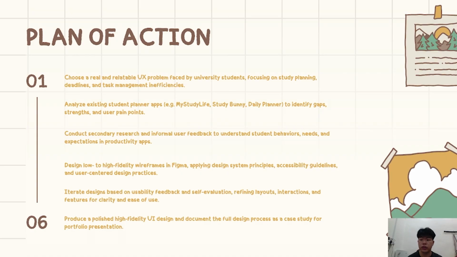Okay, next is the plan of actions. The plan of actions means how I'm going to develop my study app. I researched the problems faced by university students, focusing on study planning, deadlines, and task management. I also analyzed existing study planner apps as competitors, and designed low to high fidelity wireframes in Figma. All of these are in my plan of actions after finishing the design.